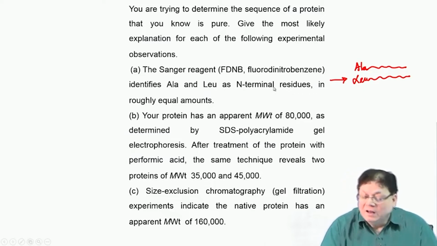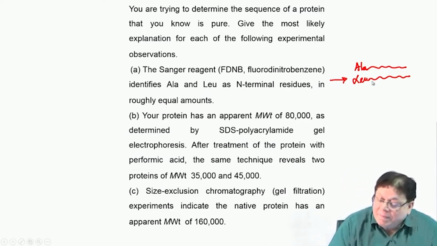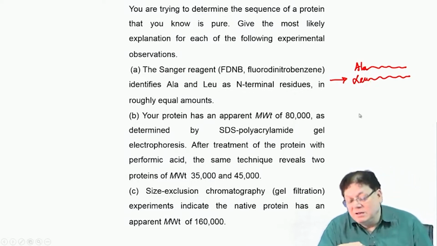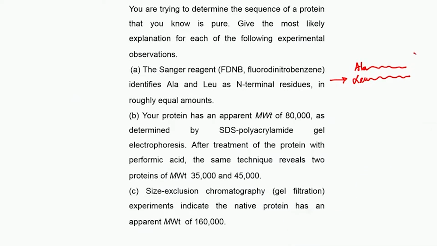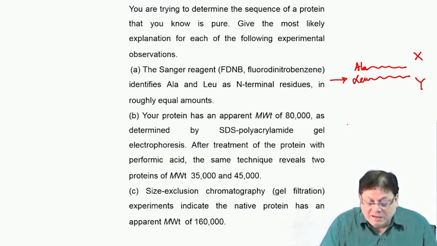It indicates that the protein has at least two chains, where one chain has alanine as the N terminus, and the other chain has leucine as its N terminus. This is your X chain and this is Y chain. Okay. And we will come back to how these are tied together, that is in the problem itself.